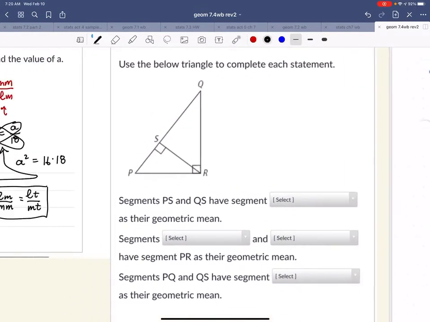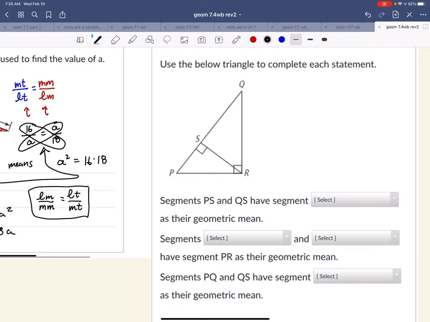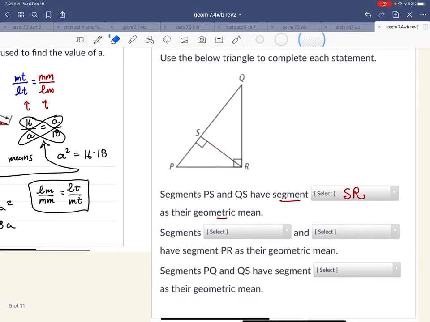All right, last question. Segments P and S have what segment as their geometric mean? And we said this segment here, right? So that's our most popular geometric mean. So I'm going to pick the segment SR. All right. And as mentioned, there are two other geometric means. This one is the most popular, though, and I pretty much use this one and only this one.